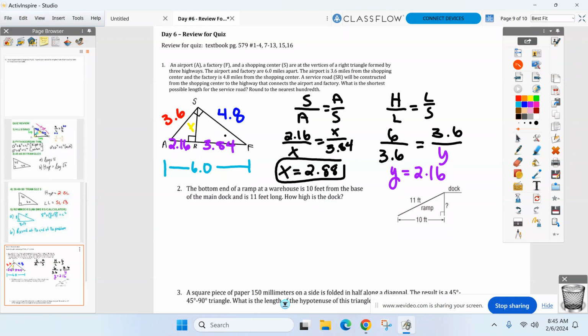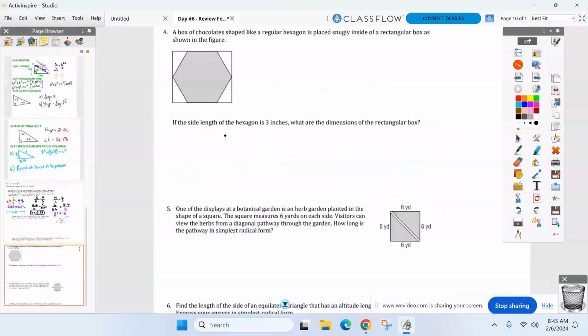Questions? Now, hey, just going back, once I found that 2.16, I could have done Pythag on that right triangle too. All right, so always remember Pythag tomorrow if you get stuck. You have Pythag available. And the other one I'm going to do with you is on the next page with the box of chocolates, number 4.